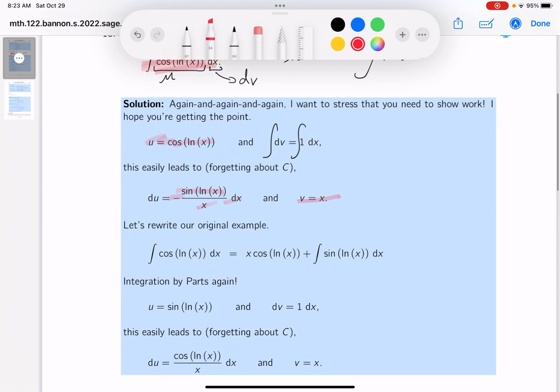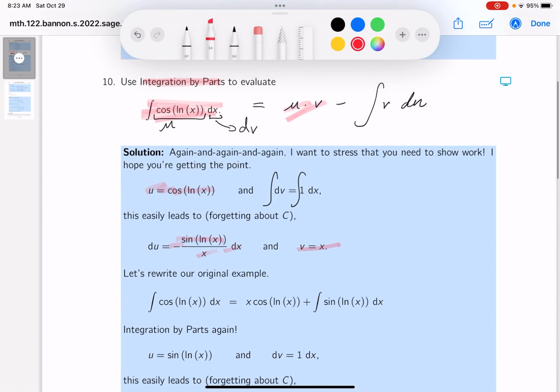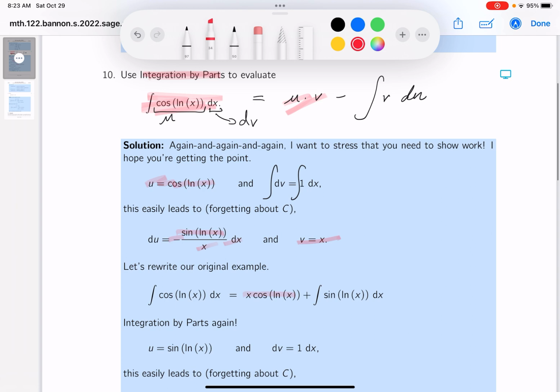And then I've got to plug it in. All right? So it's going to be the uv. And the uv is fairly easy to write down. This over here, that's the u times the v. That's cosine natural log of x times x. And then it's going to be, let's see, minus the v. And what's the v? The v is x.